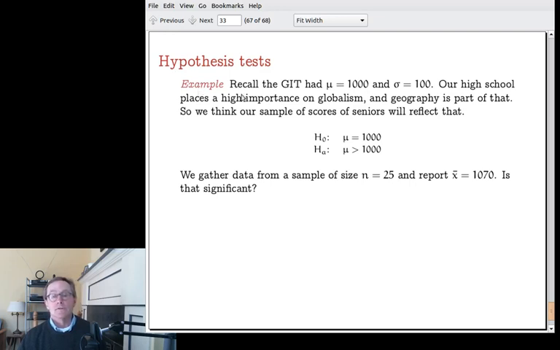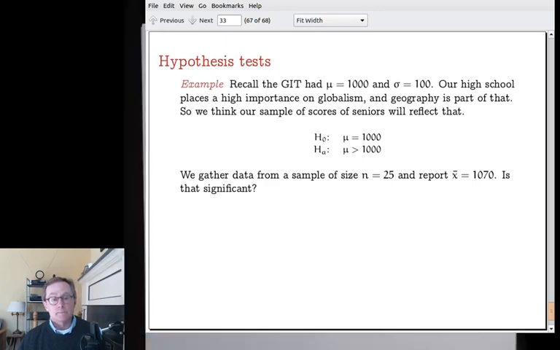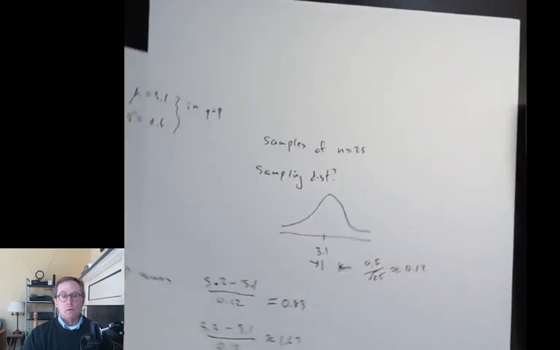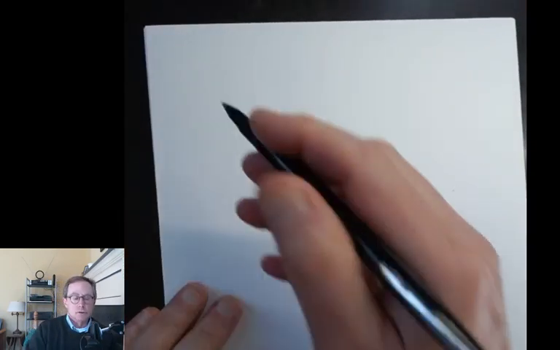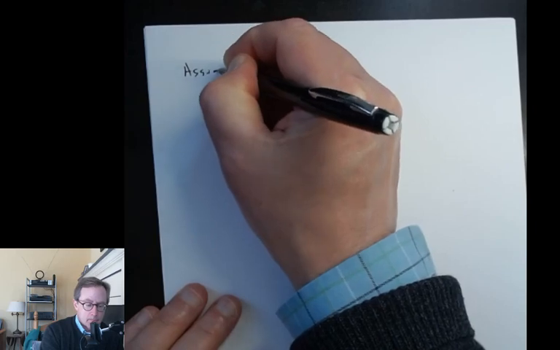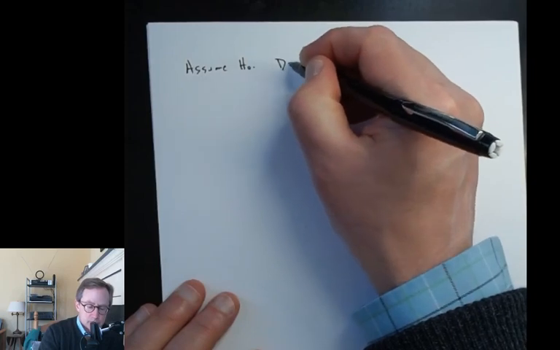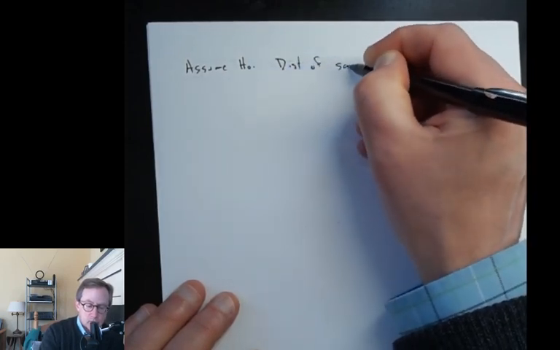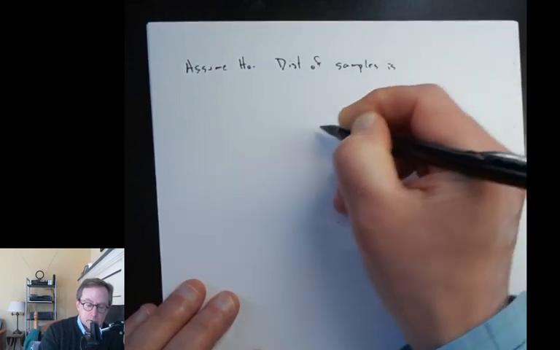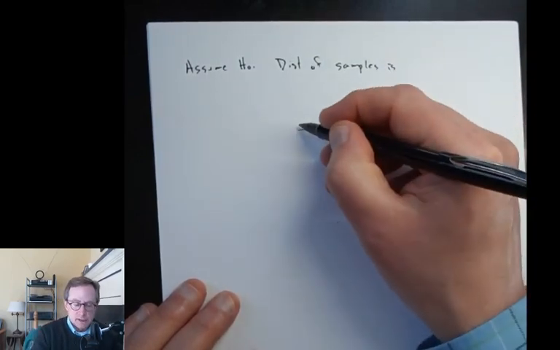In order to figure that out, what I have to do is figure out how far out 1070 is on the sampling distribution. So, how far out is 1070 on the sampling distribution? We say here, assume H naught, as we always do. Then the distribution of samples, the central limit theorem says it has to be normal.